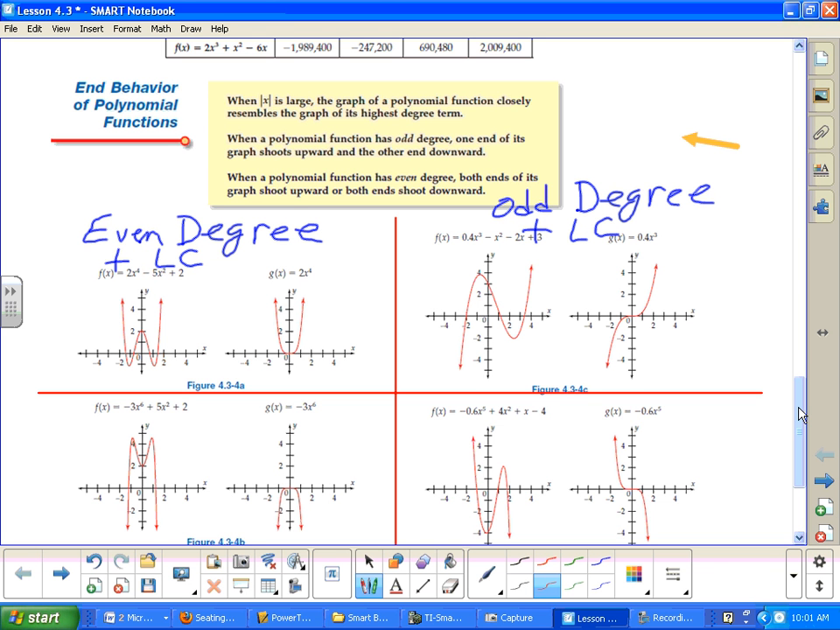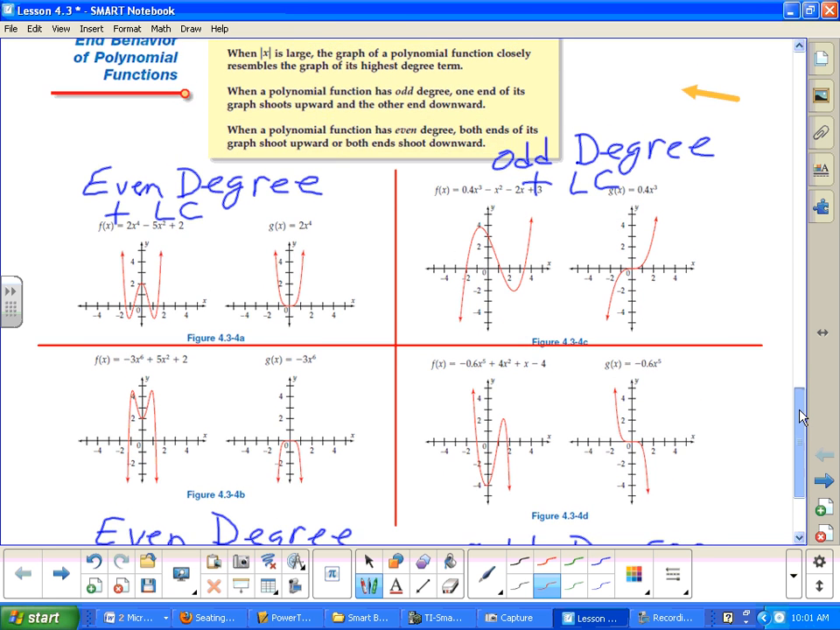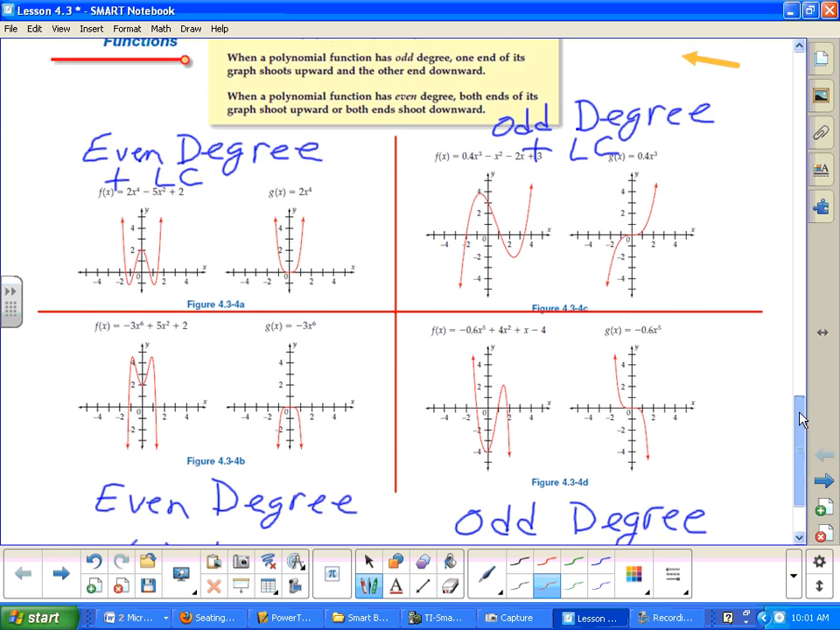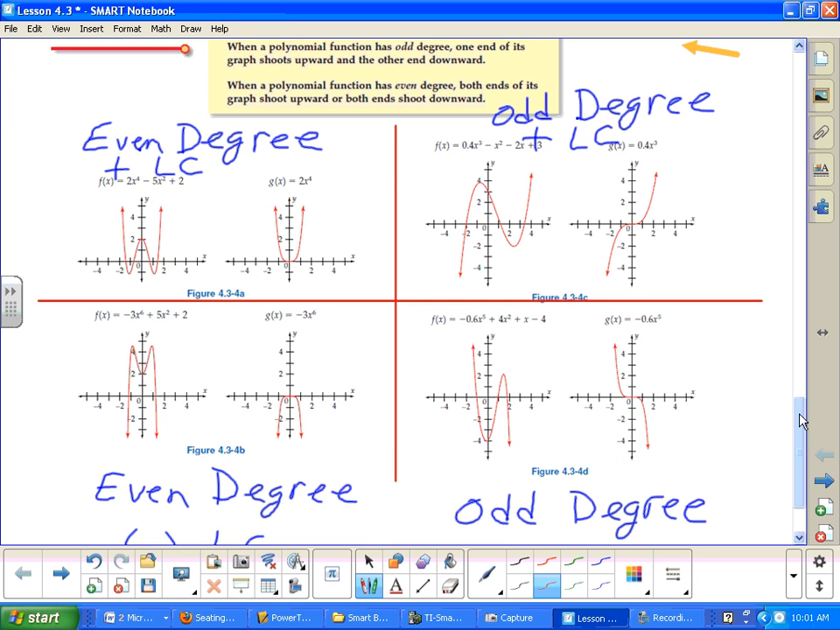So here we have a little table. It has some graphs in it that talk about end behavior, or what's going to happen with the graphs as the absolute value of x gets really large. So if we have an even degree, and this plus LC means a positive leading coefficient. Okay? So even degree, positive leading coefficient. On the ends, the graph is going to go up.